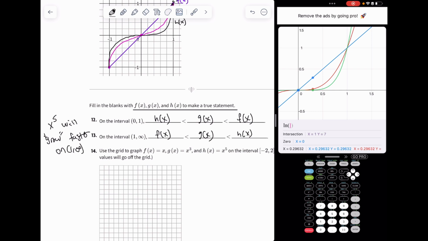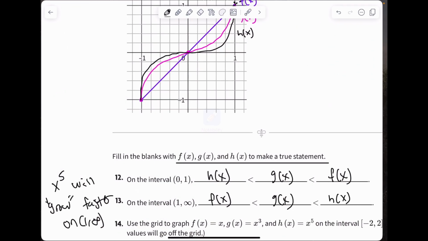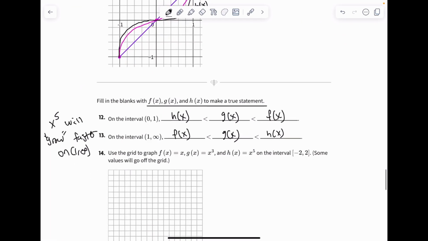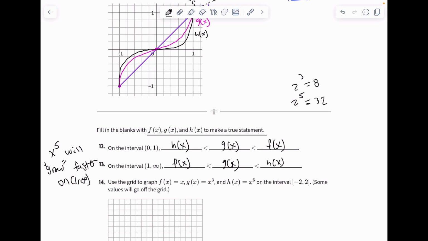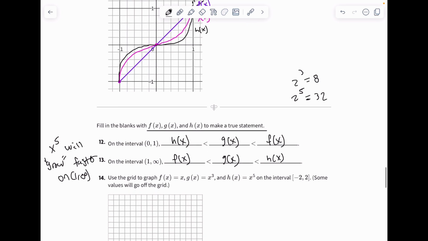And why is that? So let's just think about it on a very small scale. So if I have, let's just think about 2. If I have 2 cubed, that's equal to 8. But if I have 2 to the fifth power, that's equal to 32, right? So automatically we see that h of x is greater. H of x is increasing faster, okay?